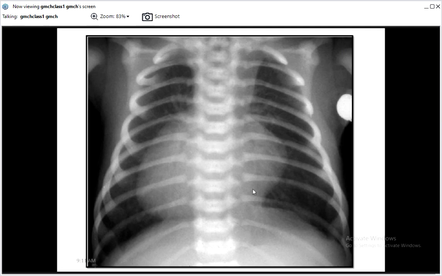So this is the egg-on-side appearance of the heart. This is usually seen in which disease? This is seen in transposition of the great arteries, or TGA.